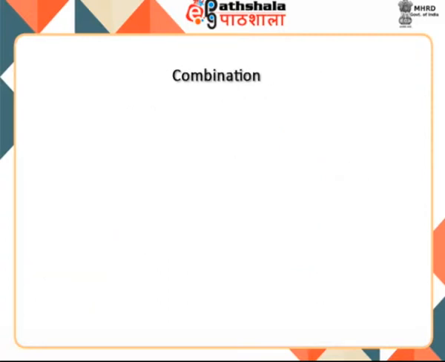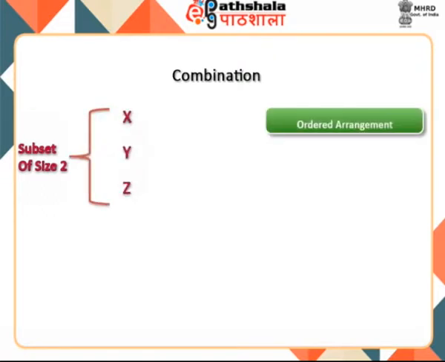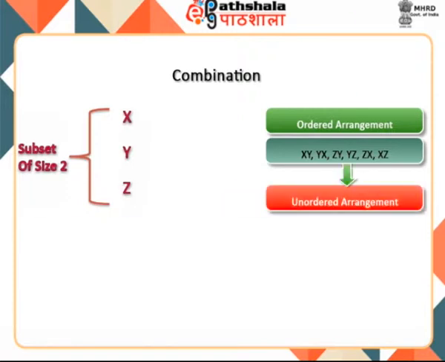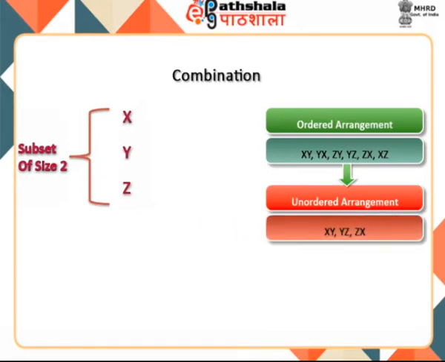To understand combination, consider the following question. How many subsets of size 2 can be obtained using letters X, Y, and Z? The ordered arrangements, permutations, would be XY, YX, ZY, YZ, ZX, and XZ. However, if unordered arrangements are observed, then XY is equal to YX, and so on. Thus, there are only 3 unordered arrangements, combinations, namely, XY, YZ, and ZX.